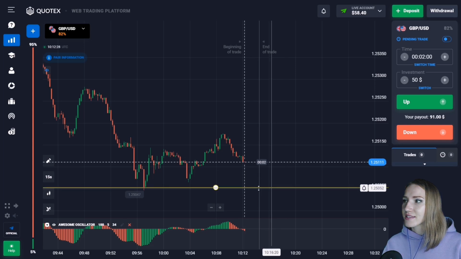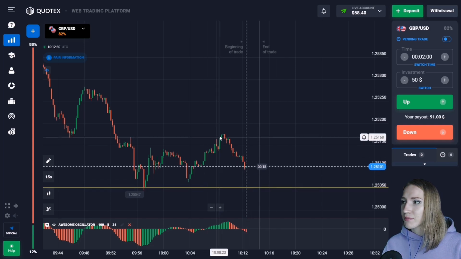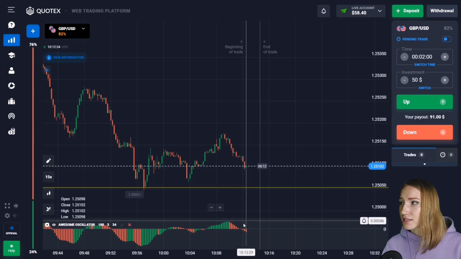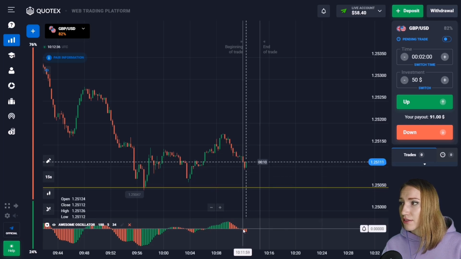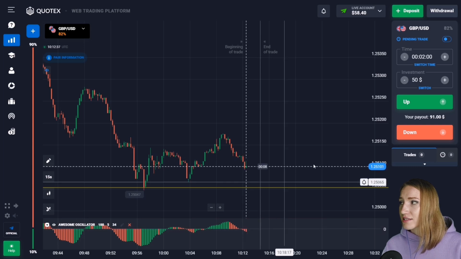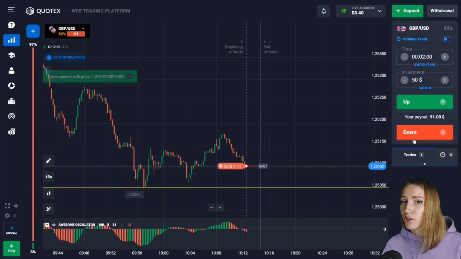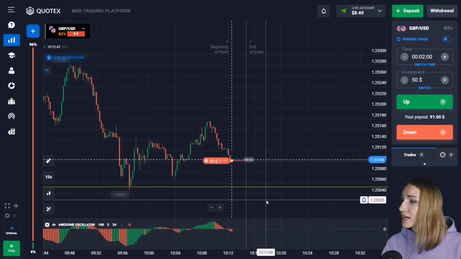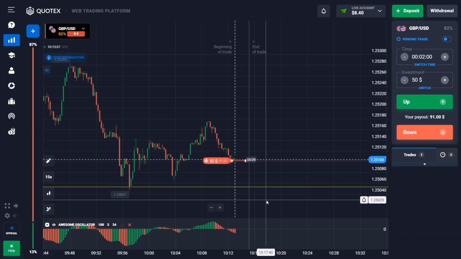So guys, here you can see the support level again, and right now the price is moving towards this level and there is still a place to go, you see. So let's look at the indicator. On the horizontal line there are red bars down, so it tells us that the volumes for a decrease will be growing. So let's open a trade for 2 minutes. I guess this time will be quite enough and we will get our profit.